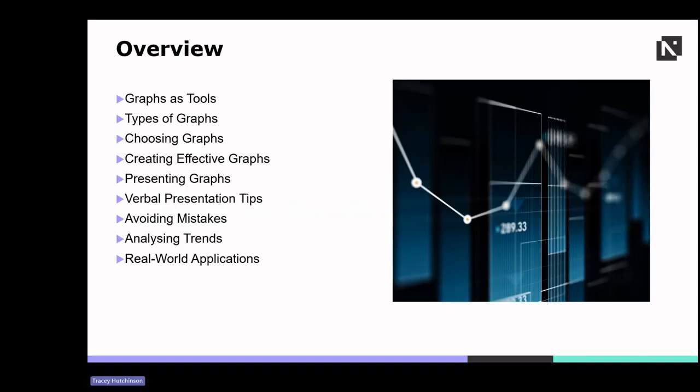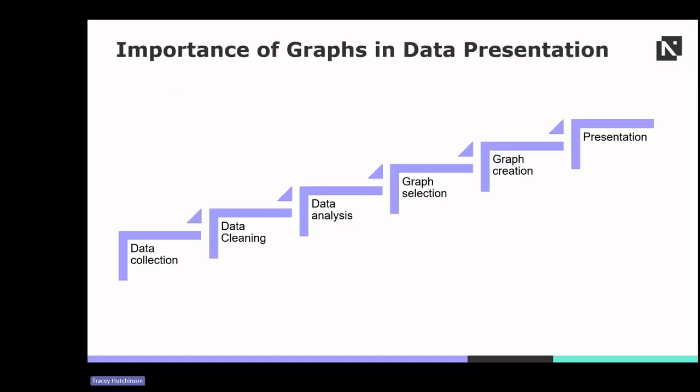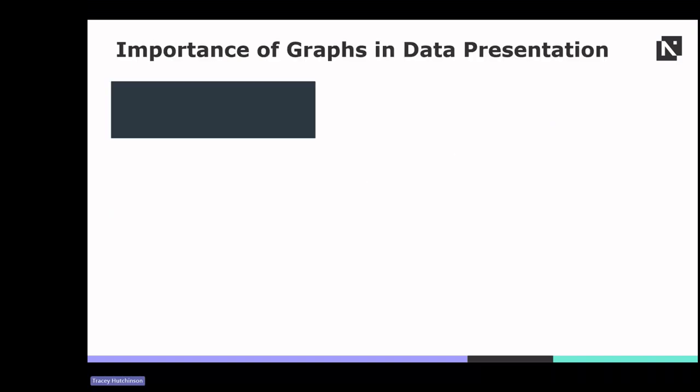Here's an overview of what we will discuss today. Let's get started with our first topic, importance of graphs. Graphs are a powerful tool that helps in visualizing complex data, making it easier to interpret and communicate. In science and healthcare science, accurate data representation is crucial for analysis, decision-making, and conveying information to various audiences.